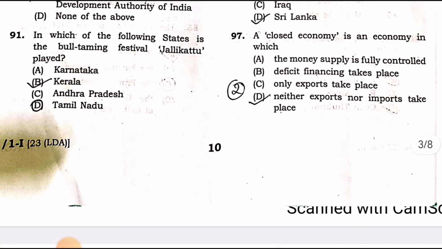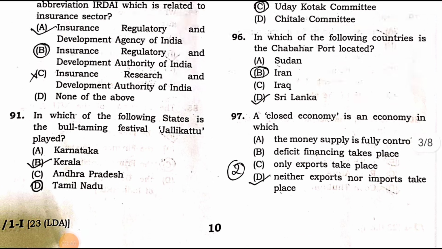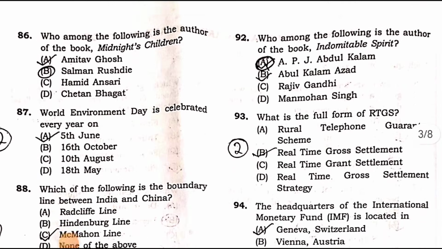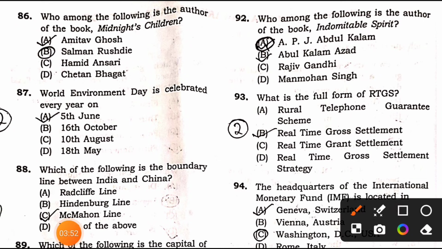Question 91. In which of the following states is the bull taming festival Jallikattu played? The correct answer is D, Tamil Nadu. Question 92. Which among the following is the author of the book Indomitable Spirit? The correct answer is A, APJ Abdul Kalam. What is the full form of RTGS? The correct answer is B, Real Time Gross Settlement.